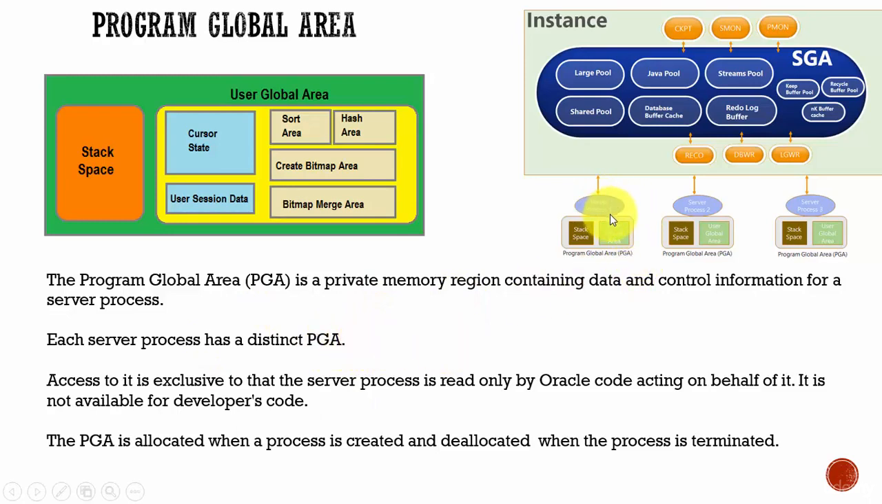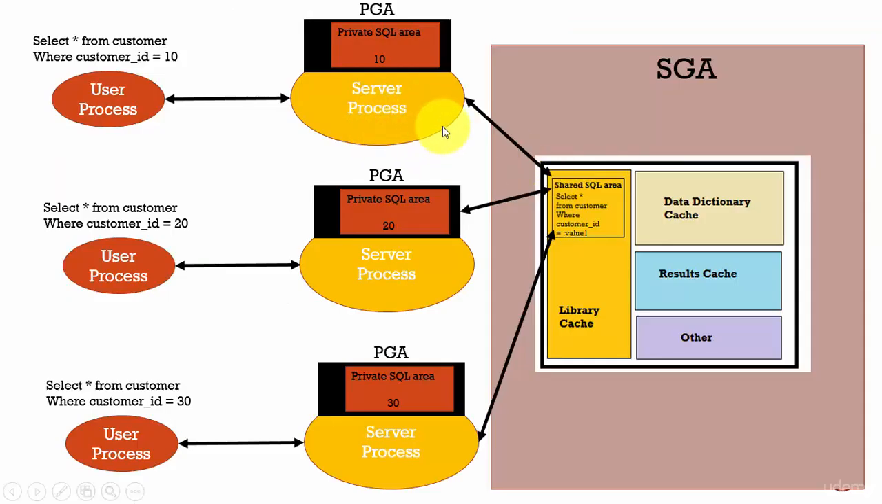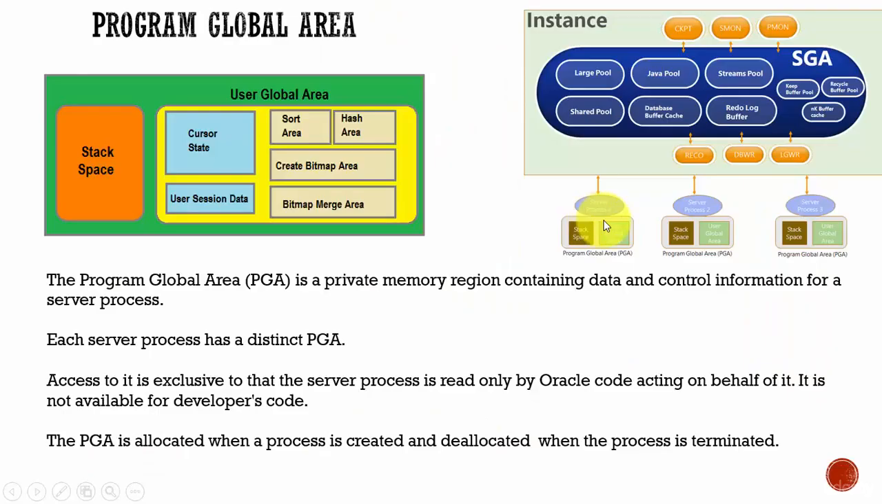You see here in our example, we have three server processes and each server process has its own program global area. Even in our previous example, we have three user processes and there are three server processes here, and each server process has its own program global area, right? So access to this program global area is purely restricted to the server process. This PGA is allocated whenever the server process is created and is deallocated whenever the process is terminated.